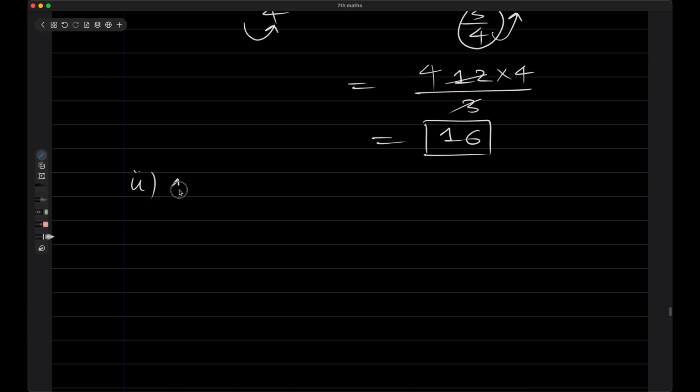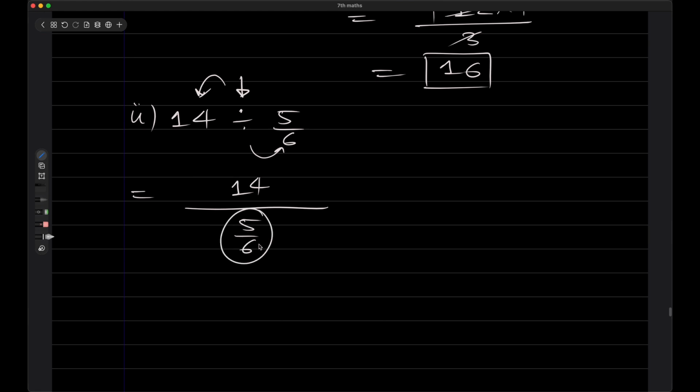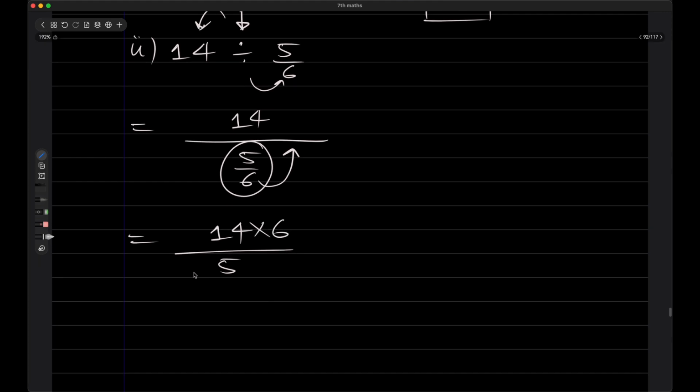Second, 14 divided by 5 by 6. Starting from the division sign, write the left side above the division line and the right side below the division line, that is 14 and 5 by 6 below the division line. Now for all the fractions, send the denominator to the opposite side of the division line, that is 14, 5 as it is, and send 6 above the division line, that is equals to 84 divided by 5.